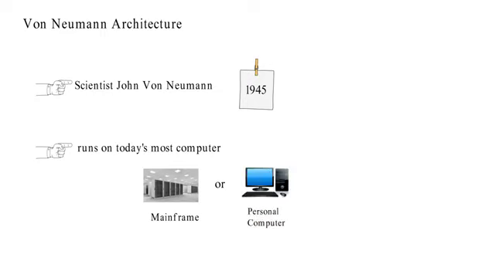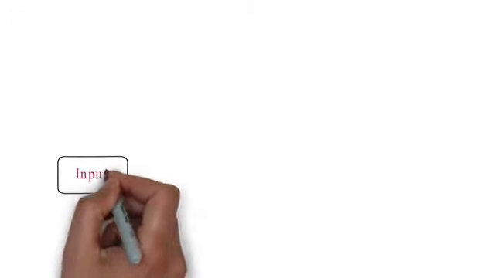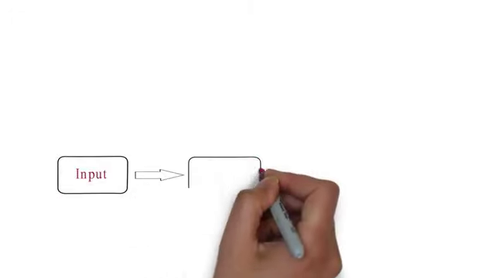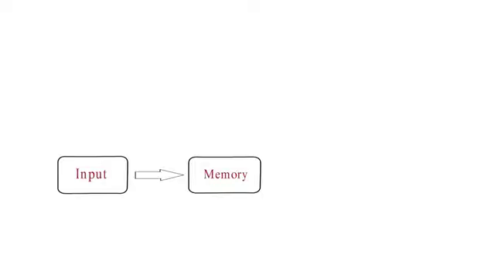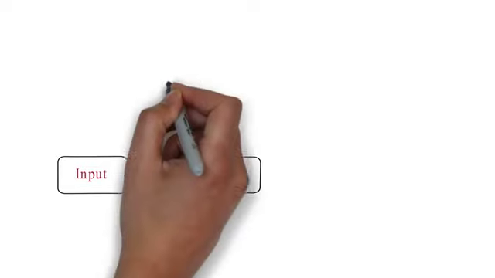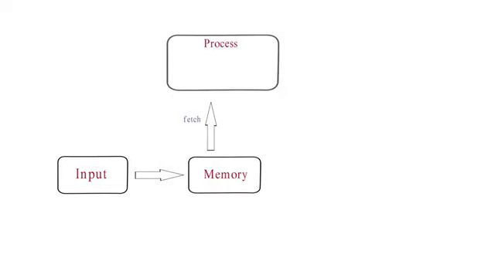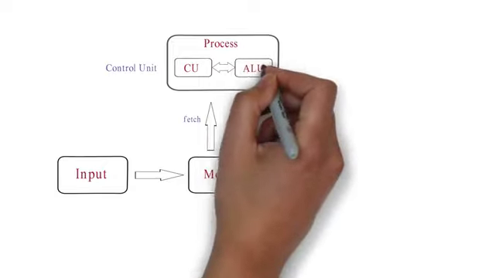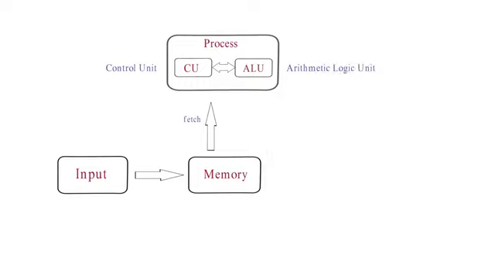Let's see the architecture. Input comes and stores in the memory. The input becomes the command and ready to process. The processor fetch the command from memory. There is two part in the process. First CU, control unit. Second ALU, arithmetic logic unit.